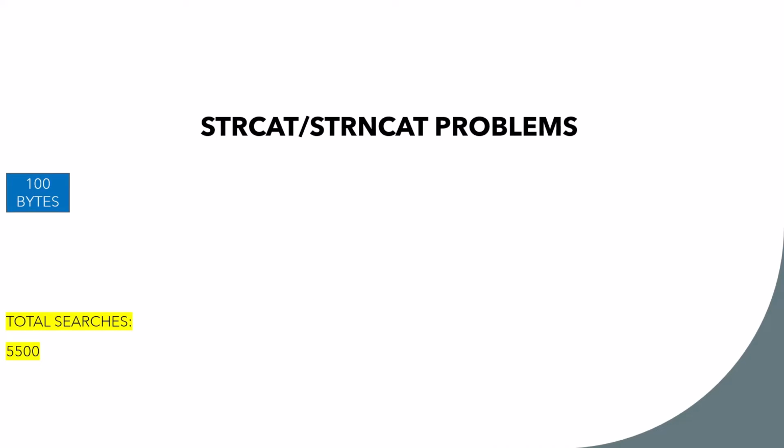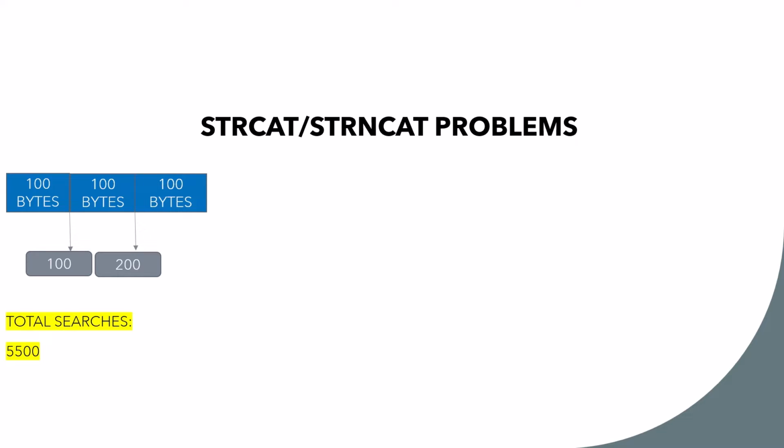So we have the first 100 bytes. After that, our search is 100, or the total number of searches is 100. Move on to the next 100 bytes. We're searching through 200 bytes now, but add that to the previous 100 and we have 300. Move to the next 100 bytes, right? We're looking through 300 bytes now. Add those together, we have 600 total searches.